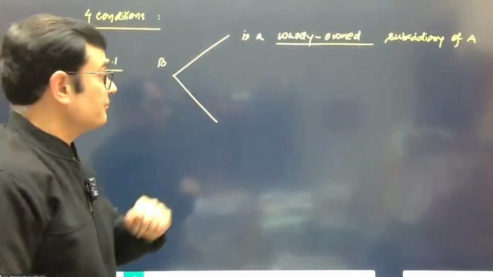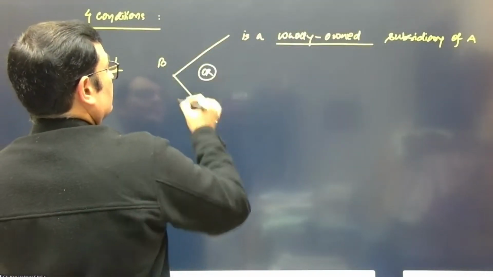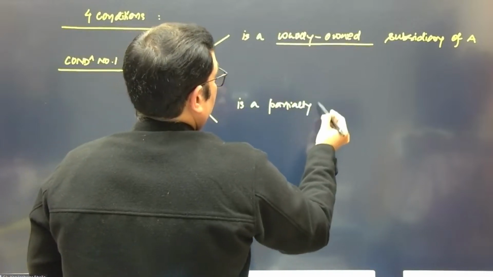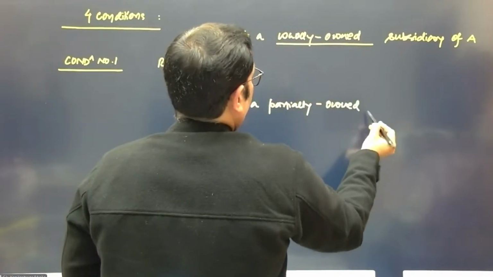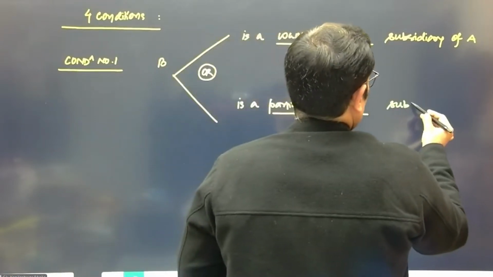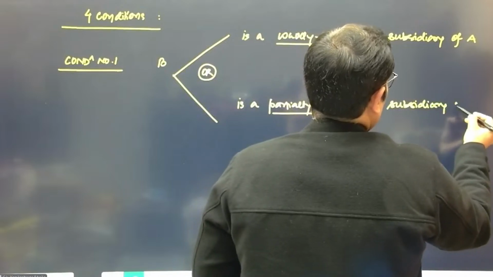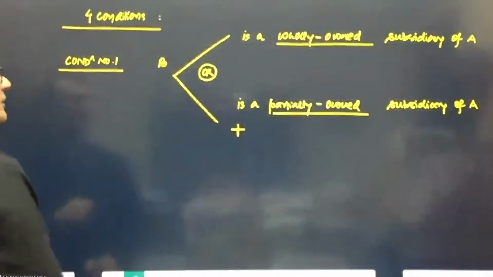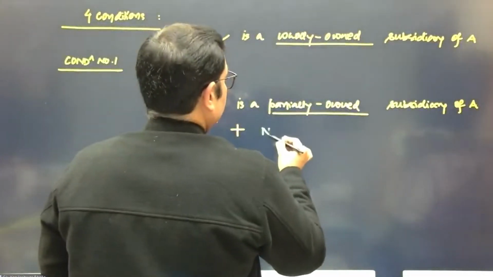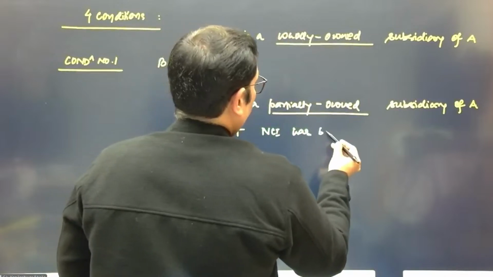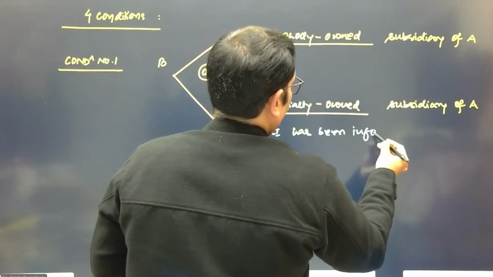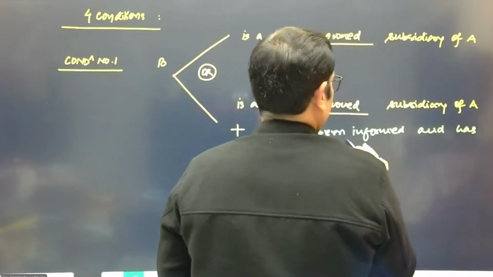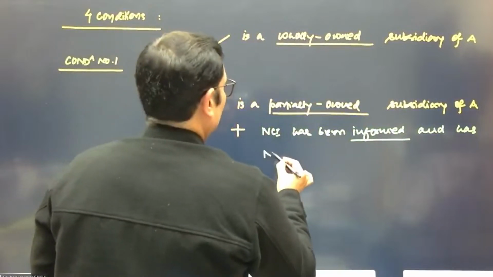That's one. Or, I'm putting the word or very clearly, B is a partly owned subsidiary of A. But if it is a partly owned subsidiary of A, then you need to meet other conditions as well. So there is another condition, and that is the NCI has been informed, and has, so let's underline informed, and has no objection.